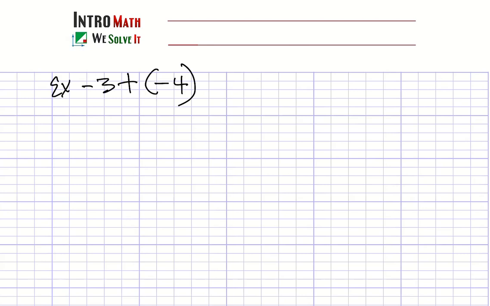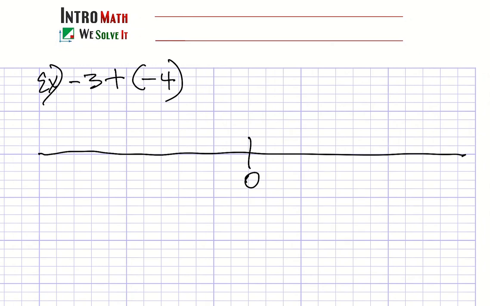Okay, let's say you're given -3 added to -4. How do you demonstrate that using the Cartesian coordinate? You draw the line again. It doesn't matter where you put 0. Since everything is negative, you say -1, -2, -3, -4, -5, -6, -7, -8. So we're dealing with negatives.